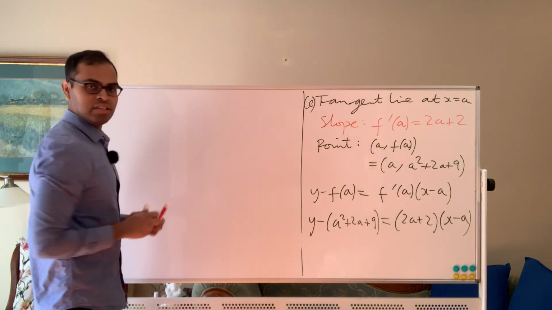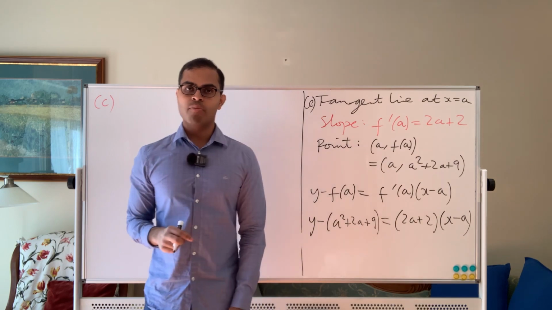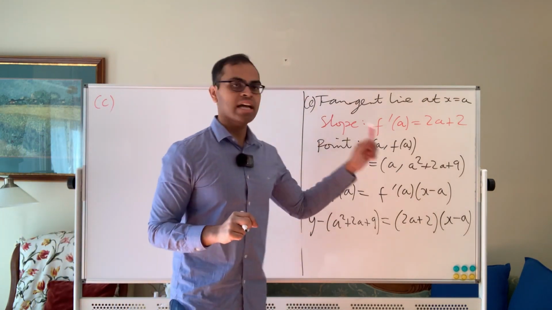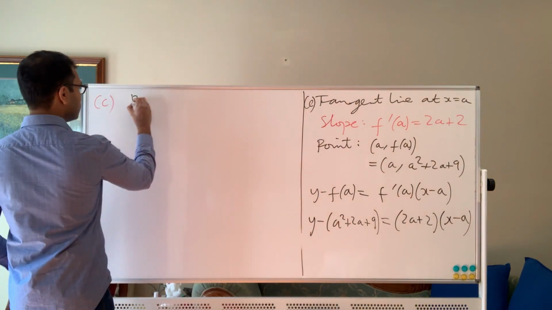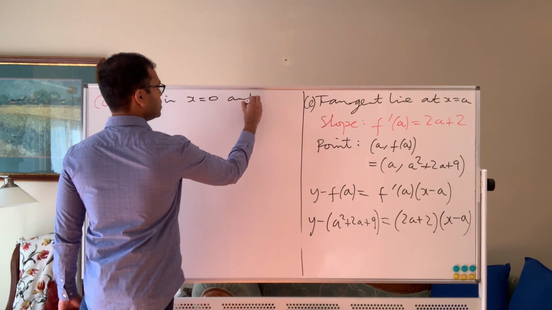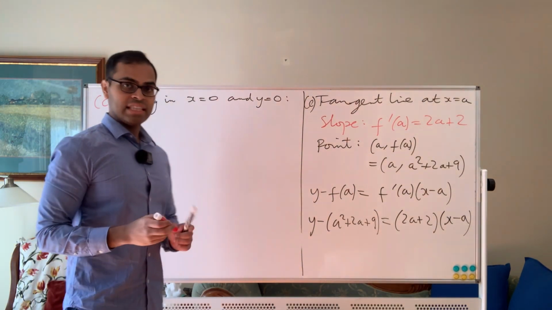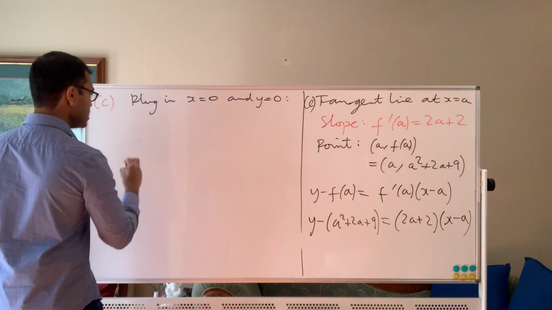So I'm going to now go into the problem. To pass through the origin, we want (0, 0) to be a point on this line. So x and y have to be 0 and 0, and that should satisfy this equation. So what we're going to do is plug in x equals 0 and y equals 0, and we're going to get an equation that's just involving a. This is when the line is passing through the origin, which is (0, 0).